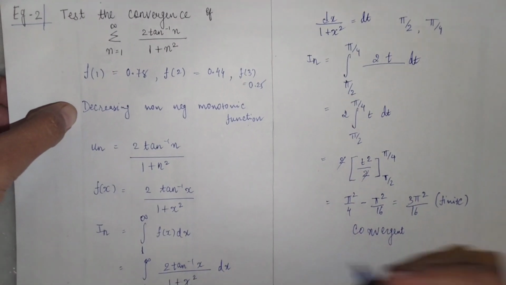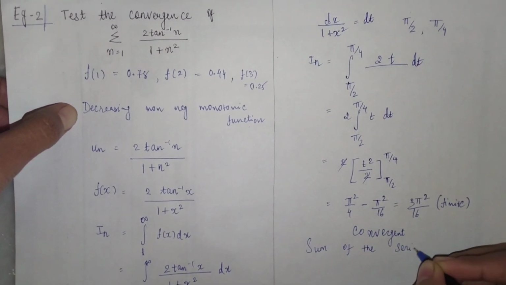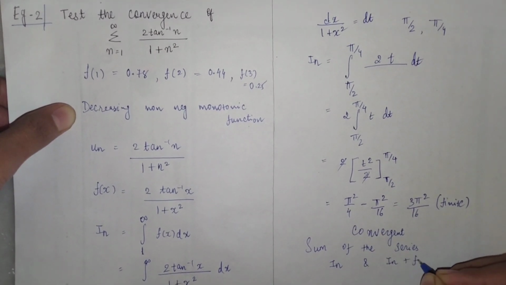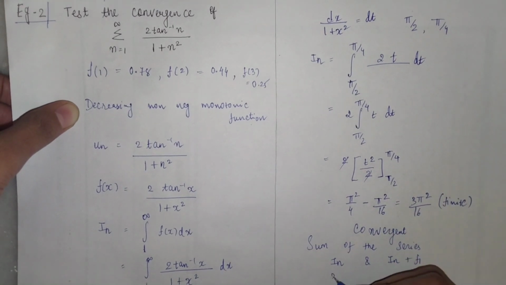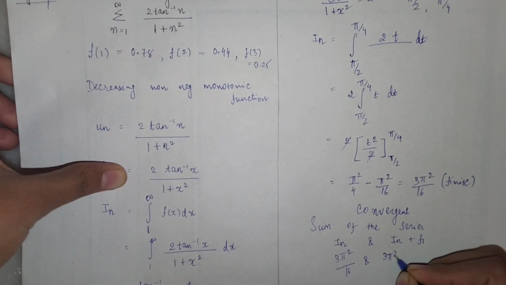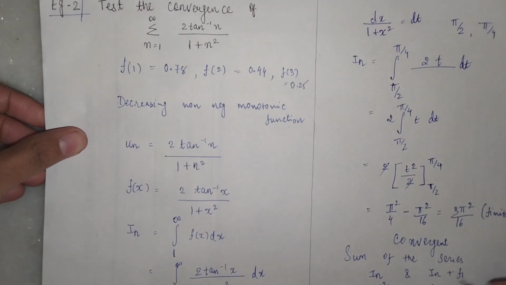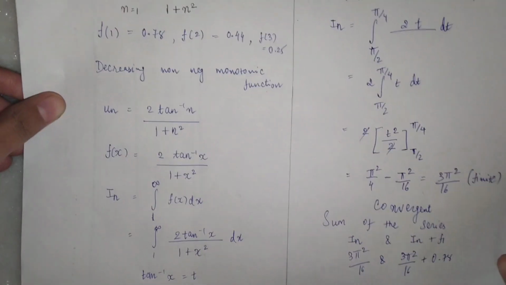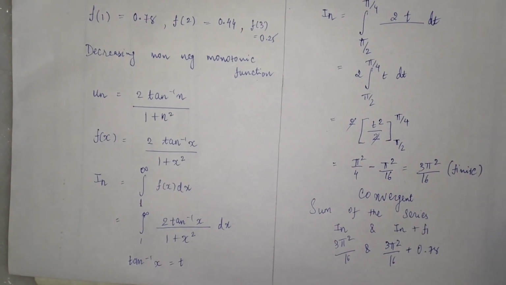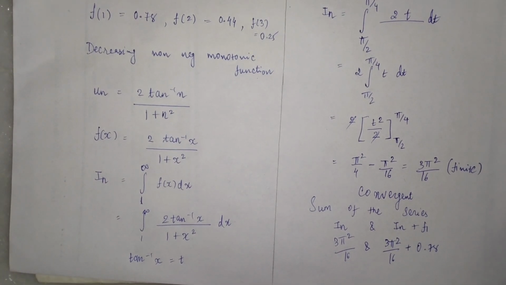And now here also you can find the sum of the series, that is equal to In plus f of 1. So what was our In? We got 3 pi square by 16, plus what was our function f of 1? 0.78. So we can directly write here 0.78. Okay. But in all the examples they are not finding the sum of the series, but if in the question it is asked to find the sum of the series, then you have to find it.